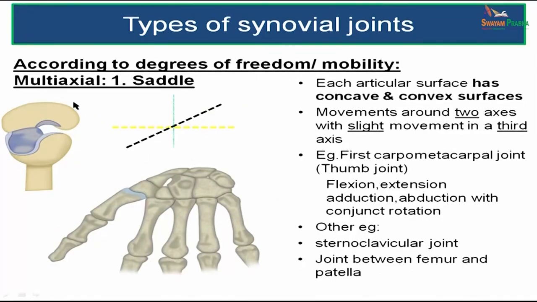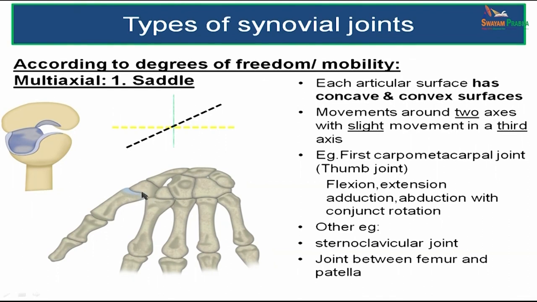Now, we come to the third variety, that is the multiaxial joint. The first type of multiaxial joint is called a saddle joint. Here we have to understand and remember the movement is occurring along three axes. So, here the articular surfaces have a concavo-convex surface on both sides. Therefore, there is main movement in two axes and a slight movement in a third axis also. Example, the thumb joint or the first carpo-metacarpal joint.